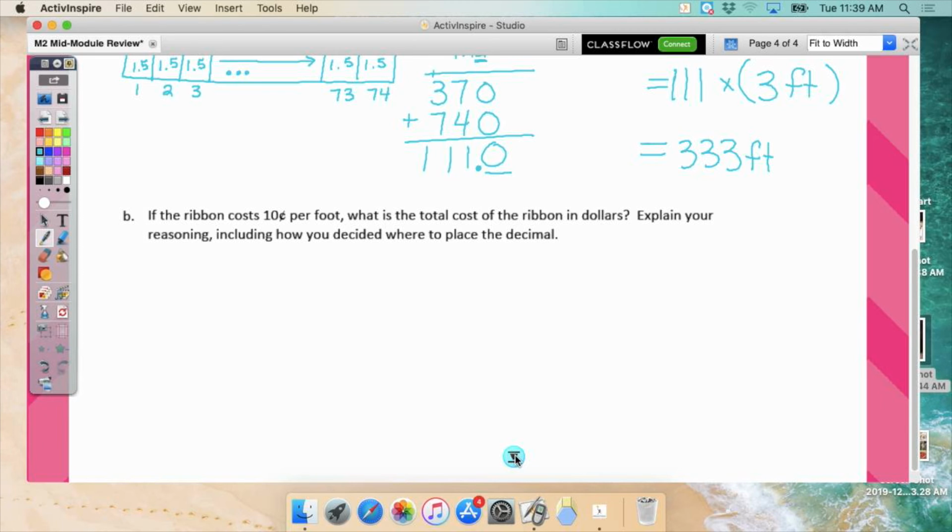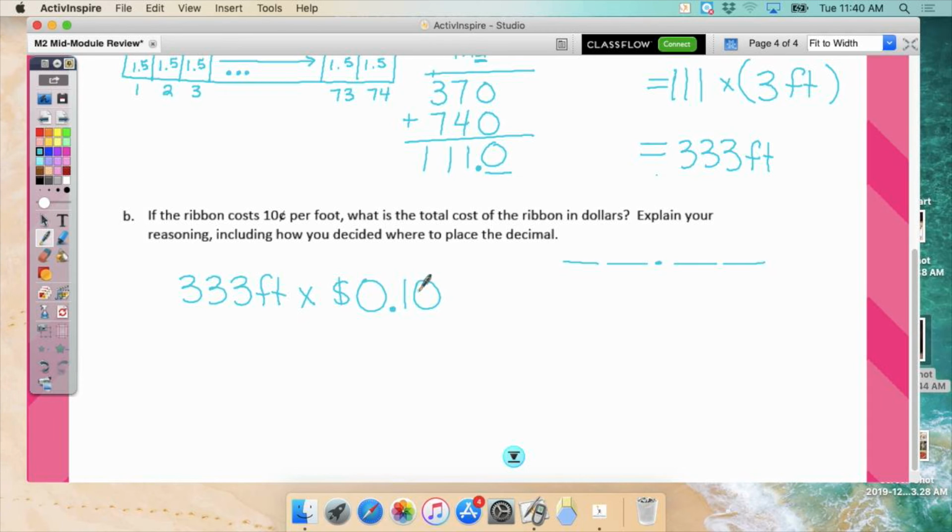Okay, so dollars, help me out. Dollars and cents looks like this, doesn't it? Or we might have just one digit. We might have ones place and then hundredths. But it always shows hundredths, doesn't it? Okay, so what was the total amount of ribbon in feet? 333. Okay, so 333 feet times, and here's the tricky part, 10 cents written as dollars and cents. So it's going to be, are you ready? $0 and 10 cents.